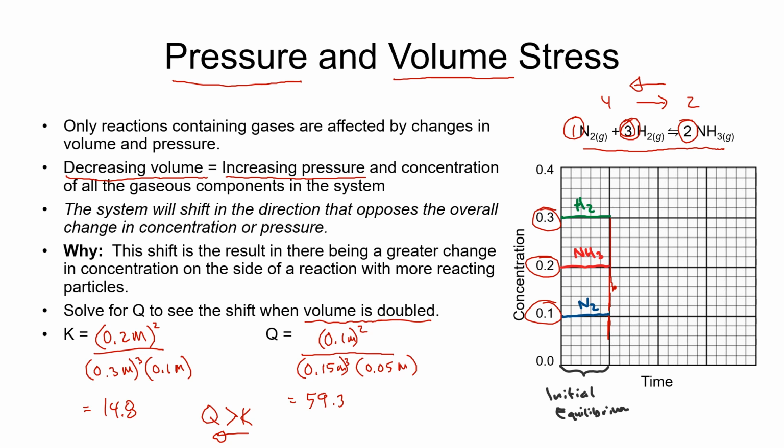And then it's going to shift to the side with the nitrogen and the hydrogen. So the hydrogen's going to spike back up here. And the nitrogen as well, just a little slower because it has a different coefficient. And the ammonia, which is down here, would decrease further down to about there. So you get a new equilibrium as the result of that change in volume.